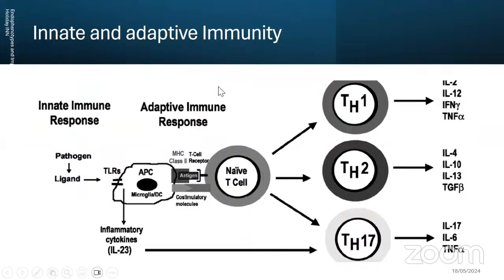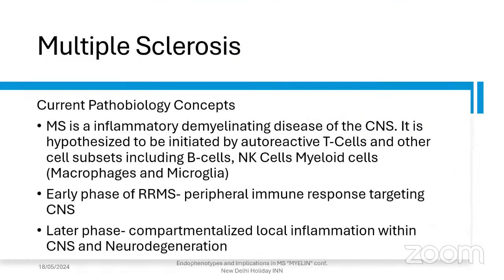In the innate immune response, the pathogen is attached to the ligand on the antigen presenting cell, which will activate the naive T cell, which will give rise to the secretion of interleukins from T helper 1, 2, and 17 cells. These various interleukins are the cytokines which will cause havoc in the brain. So current pathobiology concepts say that MS is an inflammatory demyelinating disease of the central nervous system.